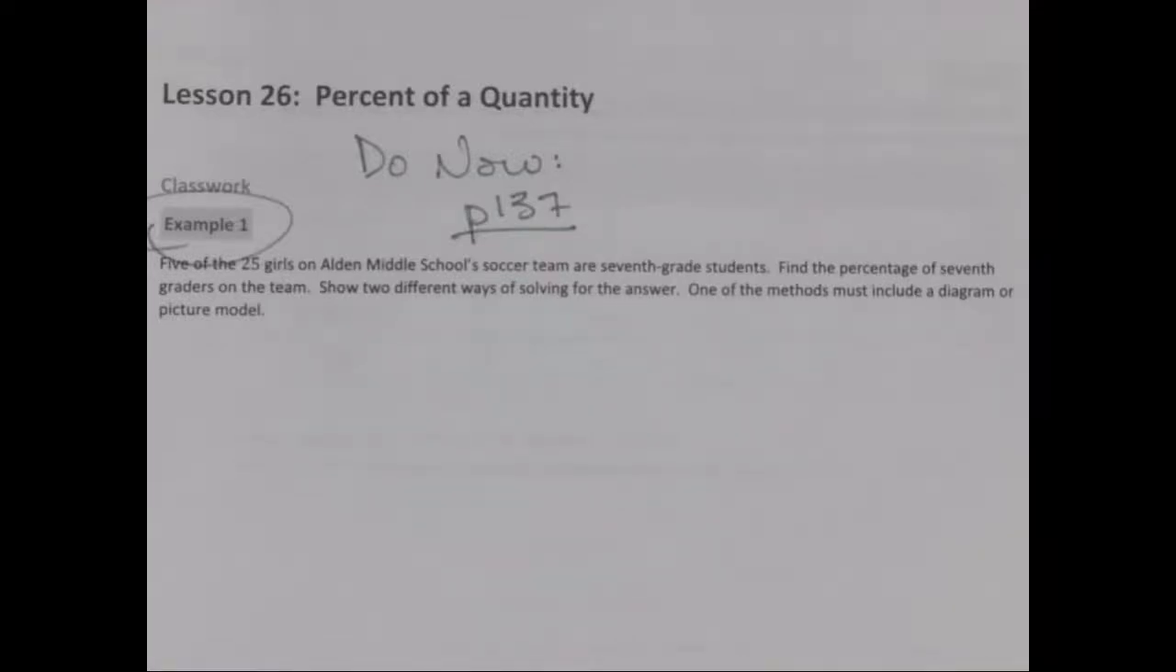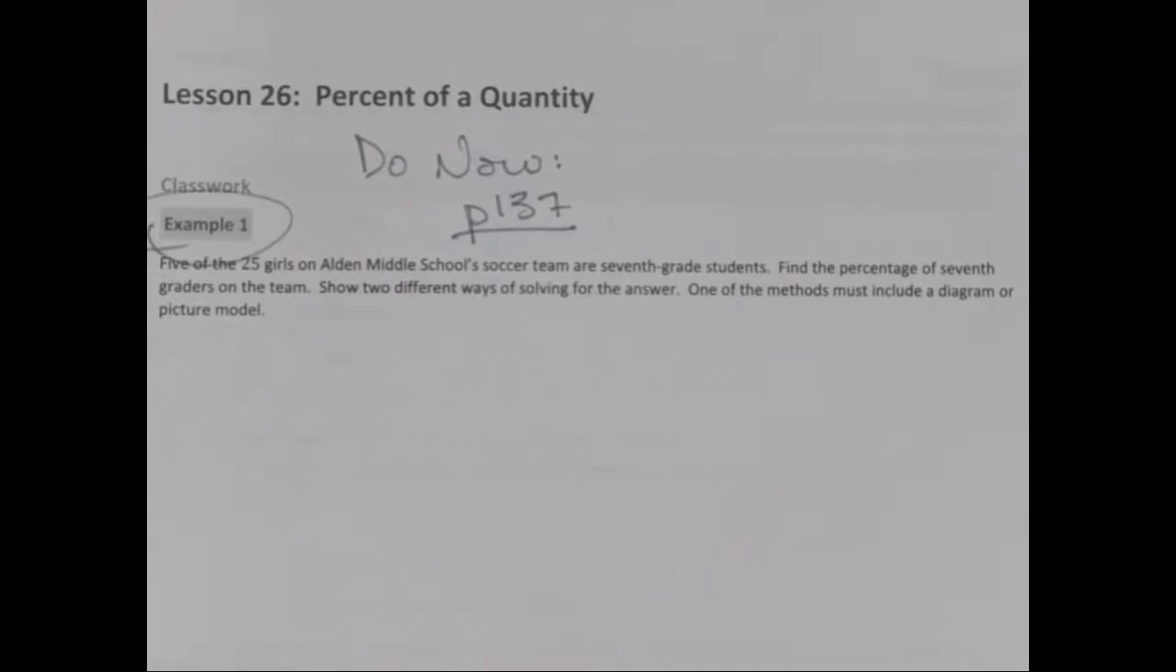Okay, let's talk about our do now. 5 of the 25 girls on Alden Middle School's soccer team are 7th grade students. Find the percentage of 7th graders on the team. Show 2 different ways of solving for the answer. One of the methods must include a diagram or picture model.